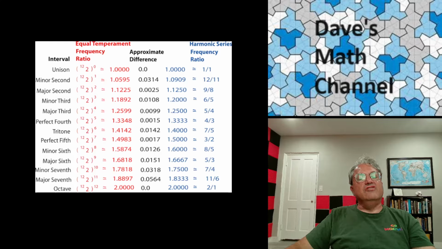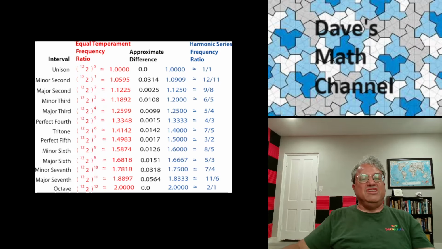And you'll notice some of these other ratios are close to what they should be. I mean, the third, 1.2599, that should be 1.2500. The fourth, 1.3348, that should be 1.3333. So they're pretty close. And for all practical purposes, you can't tell the difference. And it has the advantage that you can change keys. And I think that makes music sound a lot more interesting.